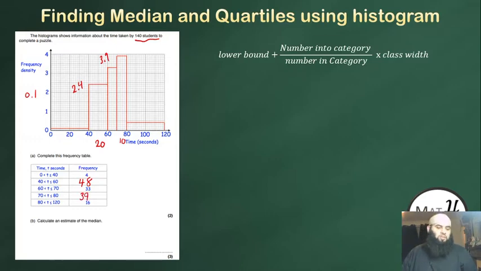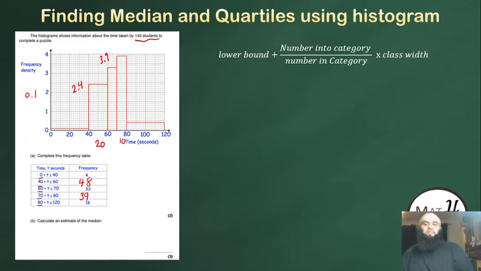Okay, so we complete the table and it says calculate the estimate of the median. First and foremost, we need to understand what the lower bound is. Lower bound means the lower number in terms of these two. So lower bounds are all of these numbers, whichever category you go into.